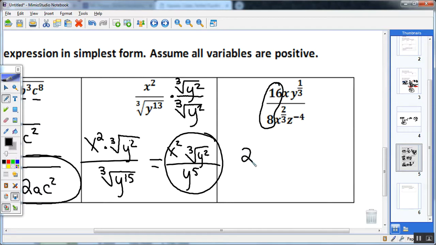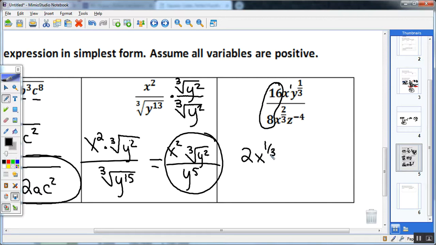Now, how about the x over x to the 2/3, kids? Those are like terms, like bases of x. That x up top is really x to what power, kids? So if I look at the x over x to the 2/3, guys, when you divide like bases, what do you do to exponents? Subtract. What's 1 minus 2/3? So this becomes x to the 1/3.